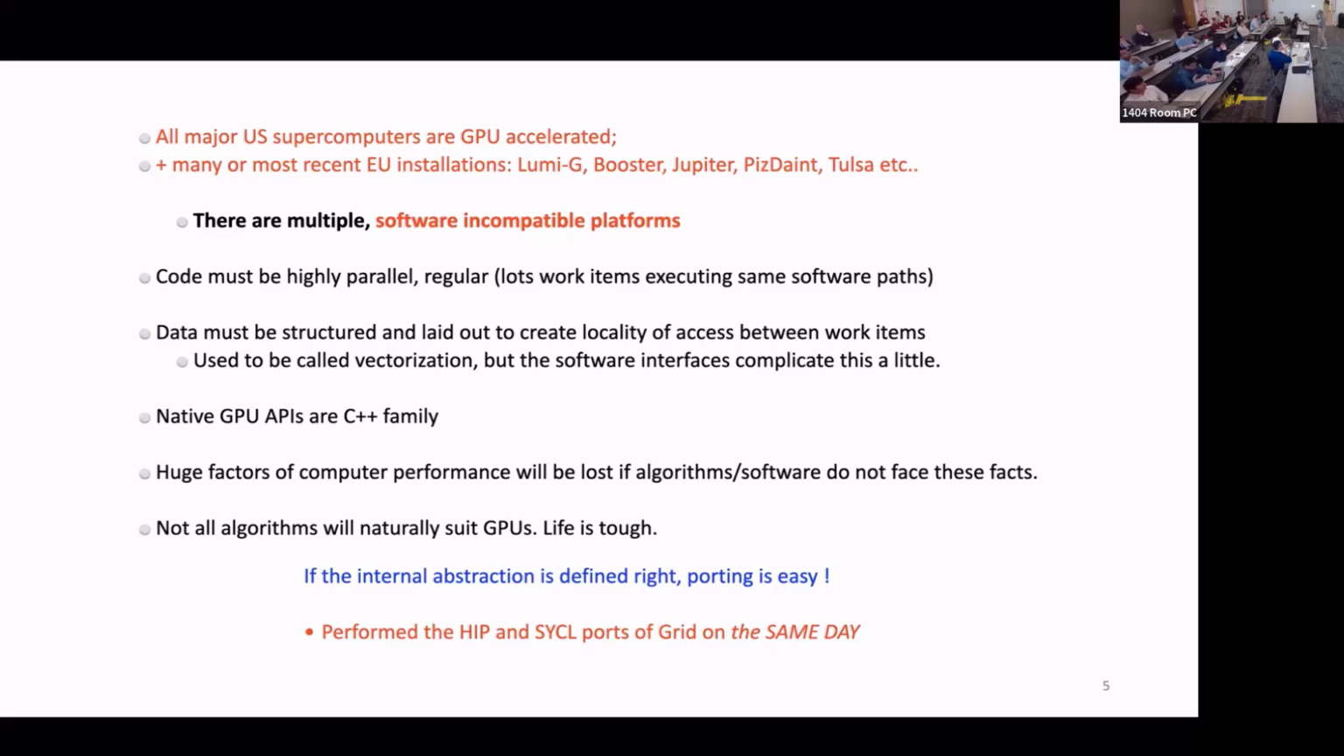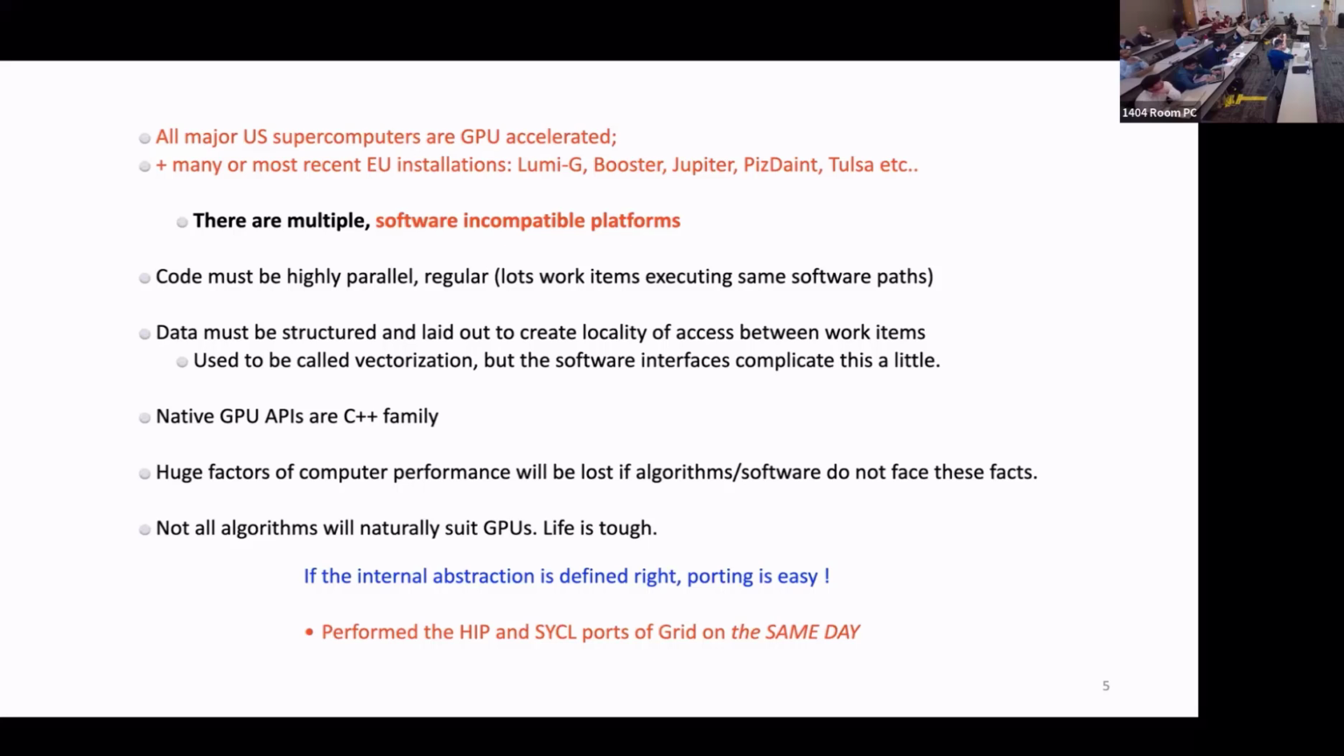Okay, so that's the illusion that the software interface is complicated so little. I'm referring specifically to what they call the SIMT model for programming GPUs. Native GPU APIs are C++ family, so CUDA, HIP, SYCL are all C++ interfaces. Huge factors of performance will be lost if algorithms and software do not face these facts, right? So basically you have to adapt the code to this. Not all algorithms will naturally suit GPUs, right?